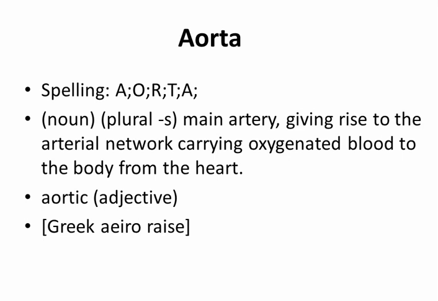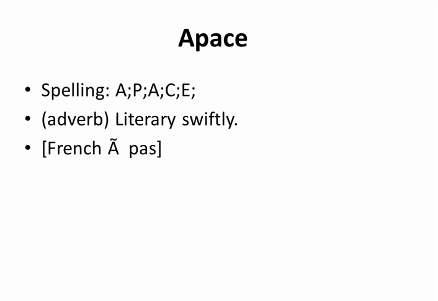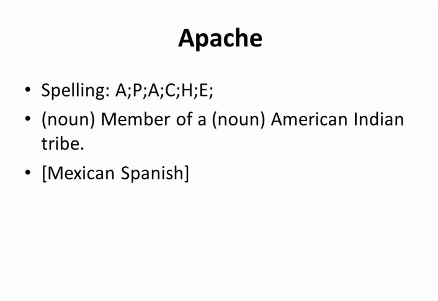Aorta. Spelling, A-O-R-T-A. Noun, plural -s, main artery, giving rise to the arterial network carrying oxygenated blood to the body from the heart. Aortic, adjective. Greek aeiro, raise. Apace. Spelling, A-P-A-C-E. Adverb, literary, swiftly. French a pas. Apache. Spelling, A-P-A-C-H-E. Noun, member of an American Indian tribe. Mexican Spanish.